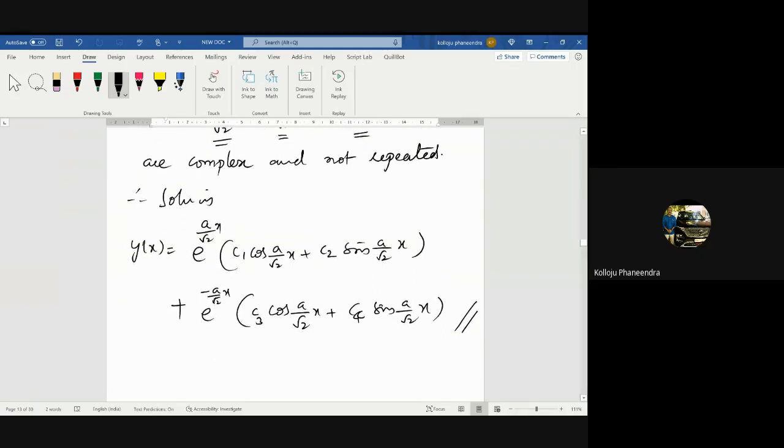Any common in this solution? Any common? This is not common. Remember, the constants are different: c1, c2 here, c3, c4 here. Keep the solution as it is. Any doubts?